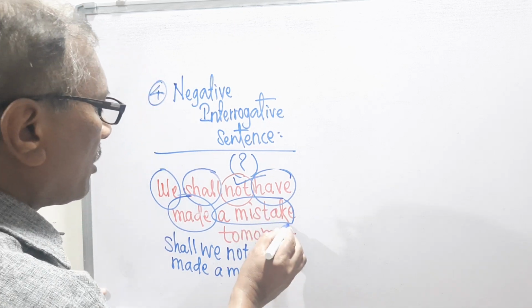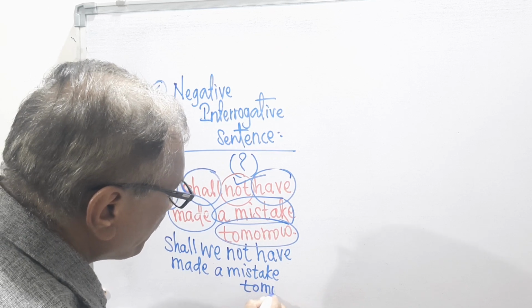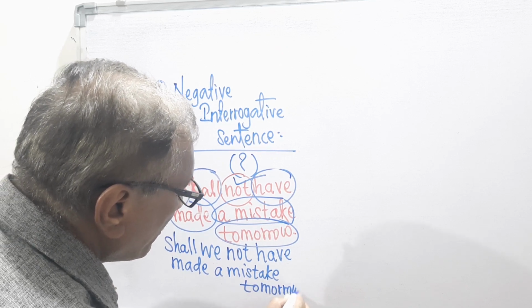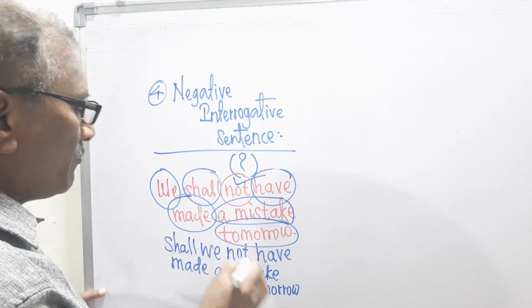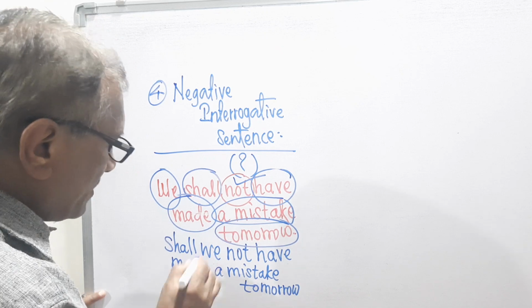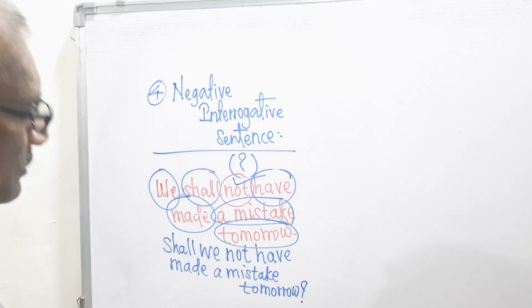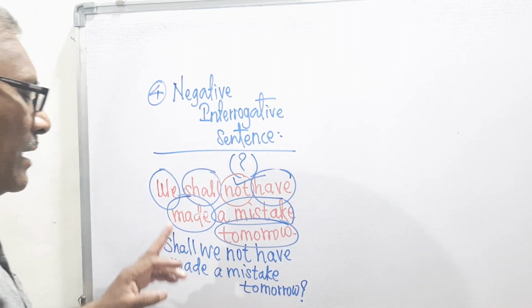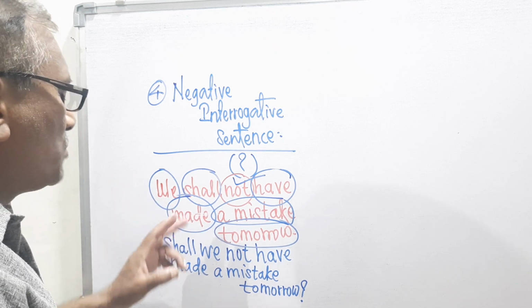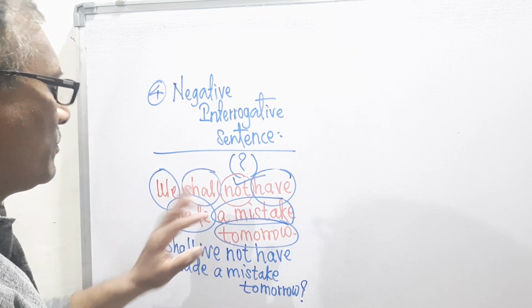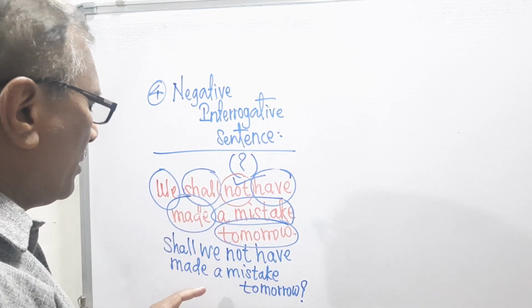Then write here complement, and that complement is tomorrow. So remember, this is the change which we have made, but this is the question, and that's why we should put here the question mark. So in this way we can make the question of the negative structure, means we have taken a simple negative structure, and from this simple negative structure we have made the question.